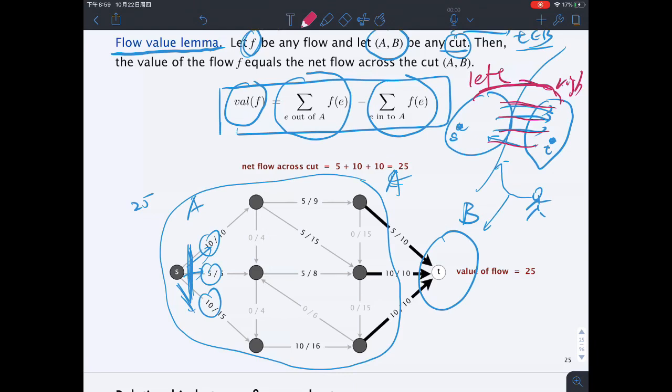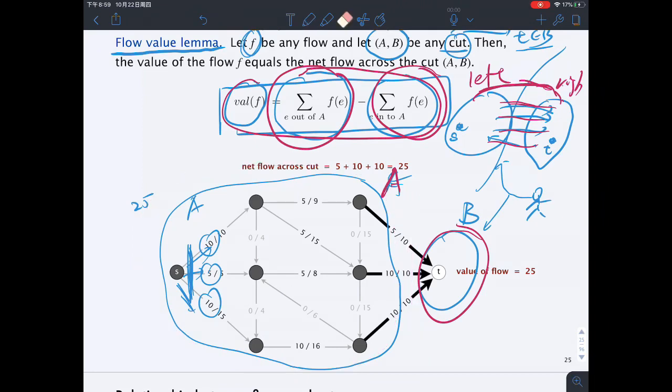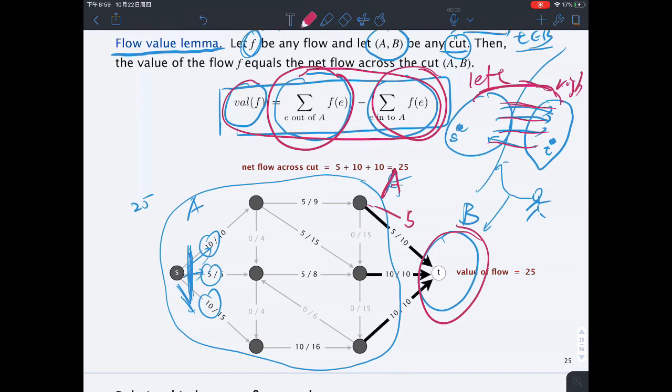And we can generalize these arguments to come up with a way to calculate the value of the flow. It's really just that we look at all the water that's coming out of A minus all the water that's coming back to A. So let's use this particular example. The island A consists of everything except the last node. The total amount of water that's coming out of the set A is the 5 units over here, 10 units over here, and 10 units here. There is no water moving in the reverse direction. So I sum up all these 3 numbers, and it is 25.